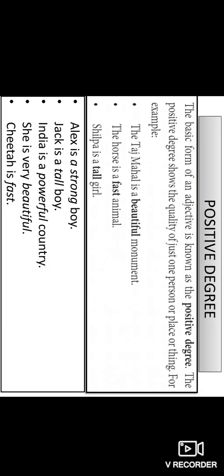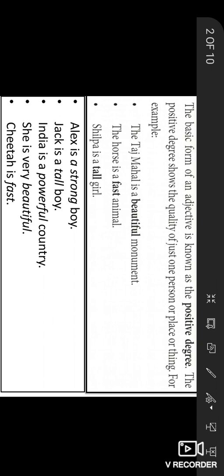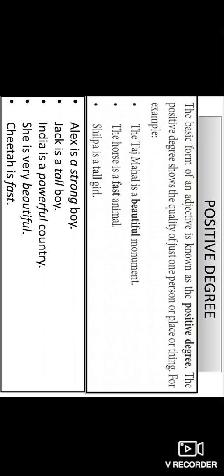See here children, the basic form of adjective is known as positive degree. The positive degree shows the quality of just one person or place or thing. For example, the Taj Mahal is a beautiful monument. The horse is a fast animal. Shilpa is a tall girl. Here we are using beautiful, fast and tall. Alex is a strong boy. Jack is a tall boy. India is a powerful country. She is very beautiful. Cheetah is fast. So see, these are the basic forms of adjectives which are called positive degree.